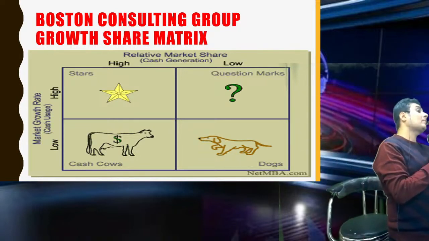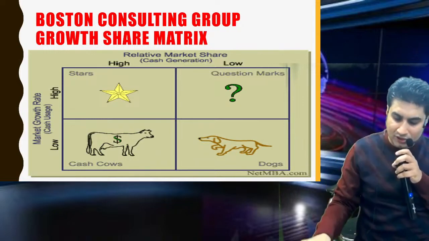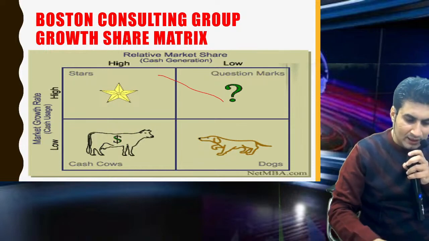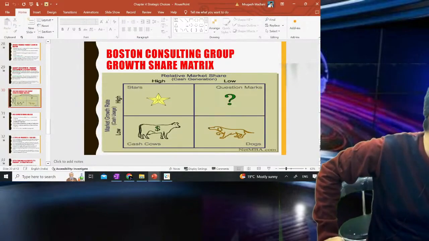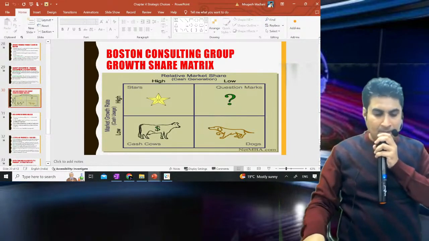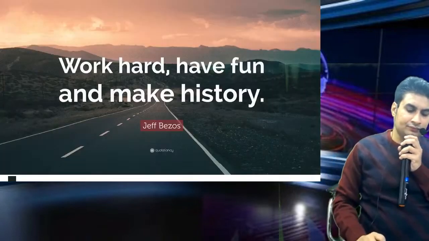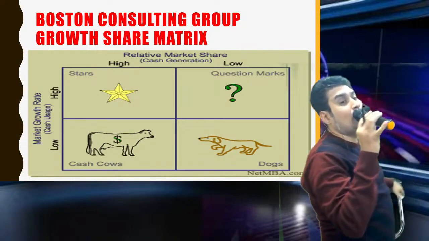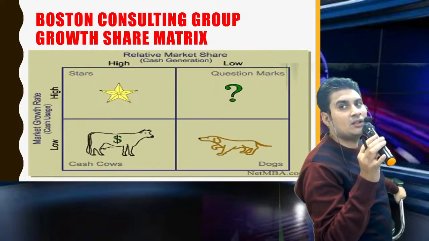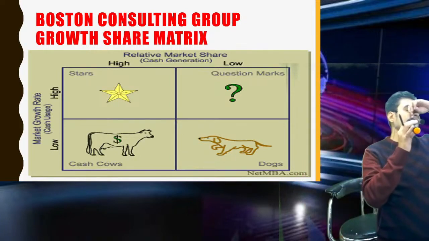Now see, what is star, question mark, cash cow, dog, we have to understand in half an hour. Before understanding them, you should know 2 words: market growth rate and market share. What do you mean by market growth rate? For whatever business I am doing, is the market increasing or decreasing? Let's take an example. Are OTT platforms increasing or decreasing?